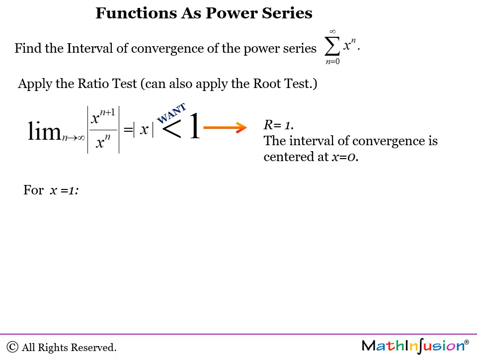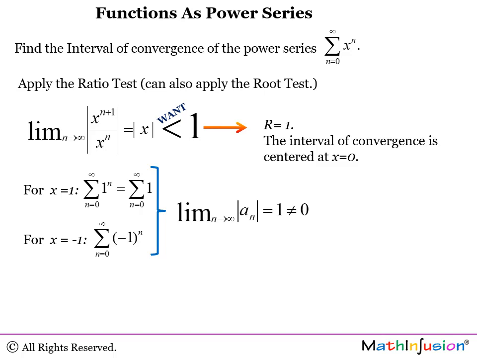There are two endpoints then. One endpoint is x equals 1. We will replace x by 1 and we get this. And the other endpoint is x equals negative 1. When we substitute negative 1 for x, we get that. In both cases, we observe that the limit as n approaches infinity of the term in absolute value is 1. So it's not 0. So it's clear that the power series is divergent at x equals 1 and at x equals negative 1.